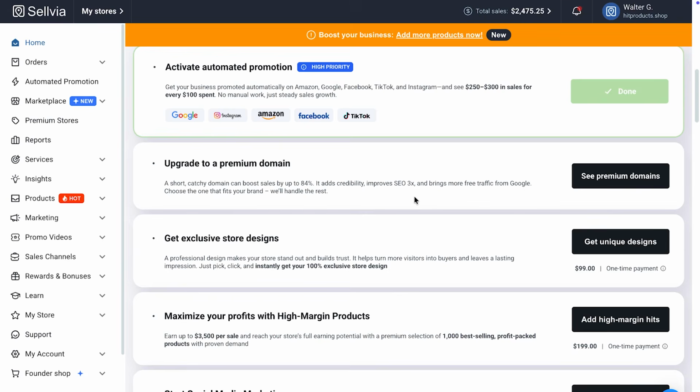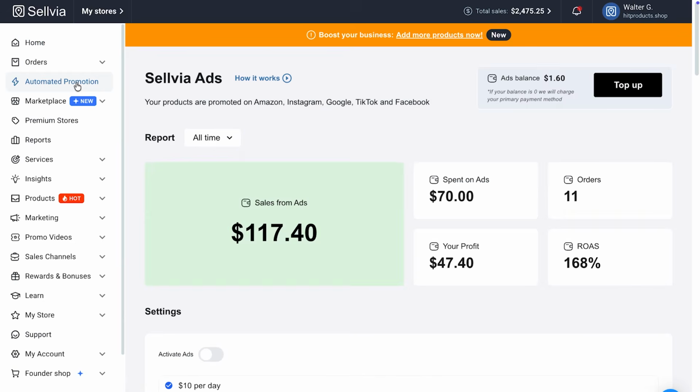The next section that I often look at is automated promotion. So the next thing that I want to show you guys is the Sellvia ad section, automated promotion. Right when you click on this section, right off the bat, you get all the basic data that you need to understand what's happening with your ads. Stuff like sales, overall profit, ad spend, number of orders, and return on ad spend. Just the very basic meat and potatoes data that you need to understand what's happening with your ads.